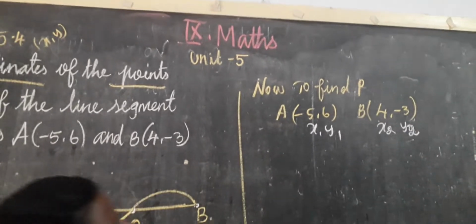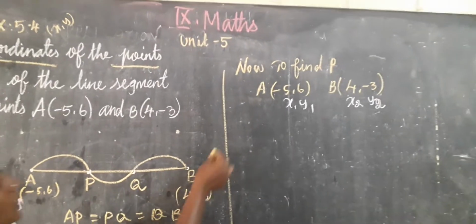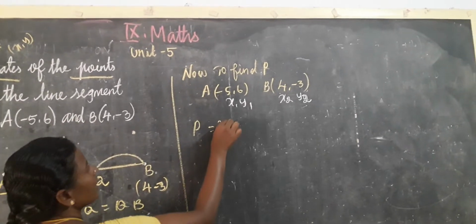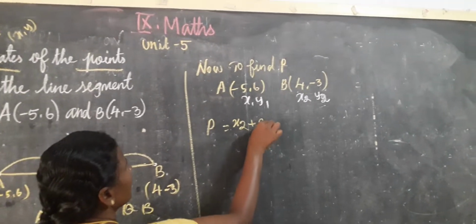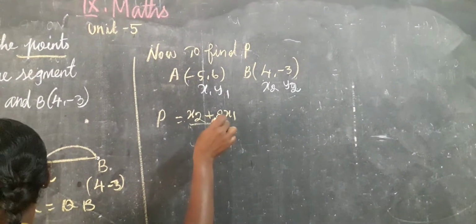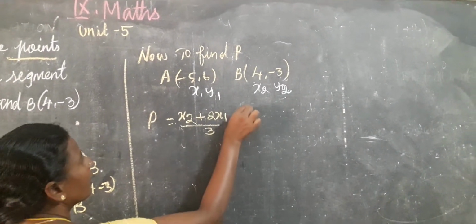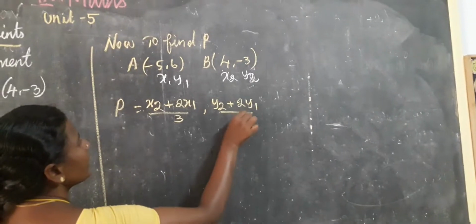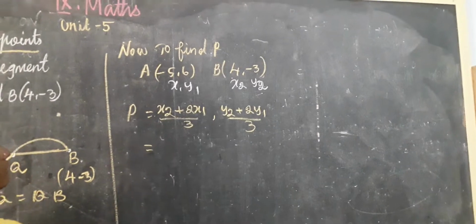Now we have to apply the formula. The point P is x2 plus 2x1 divided by 3, comma y2 plus 2y1 by 3. Now apply the values.